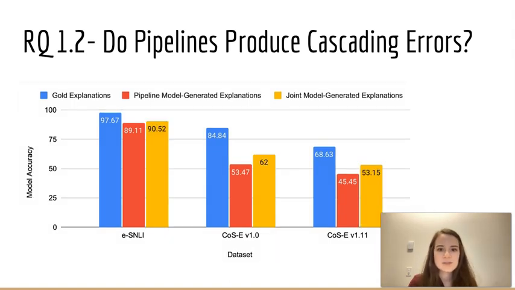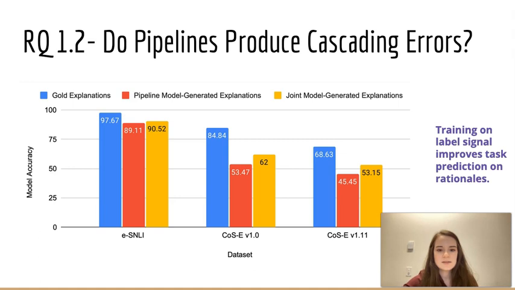We then compare this to explanations trained on label signal and explanation generation tasks jointly. Here we can see that all tasks have a small improvement, but again, the improvement is substantial for the COSI dataset. This leads us to conclude that training on label signal improves task prediction on rationales, and it's important to generate good quality explanations and avoid cascading errors.